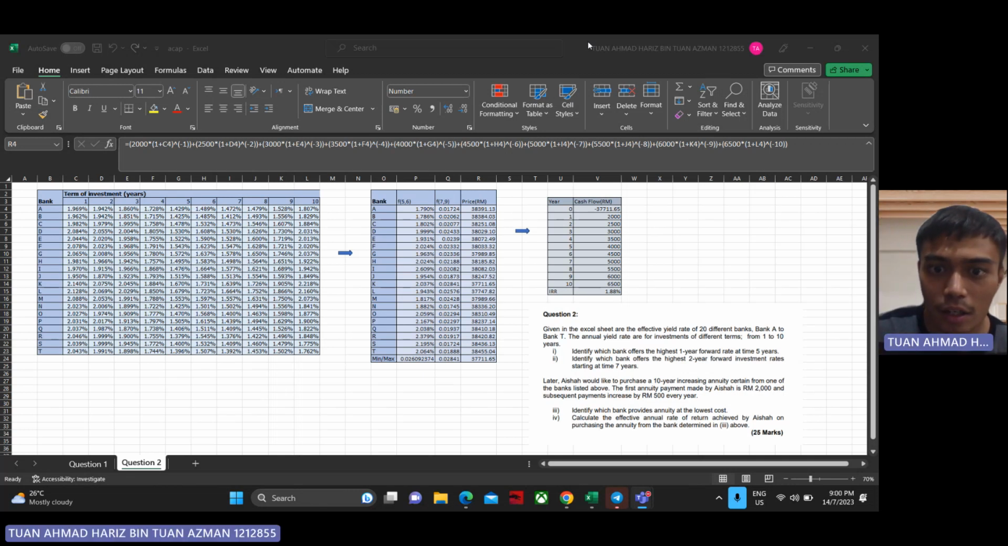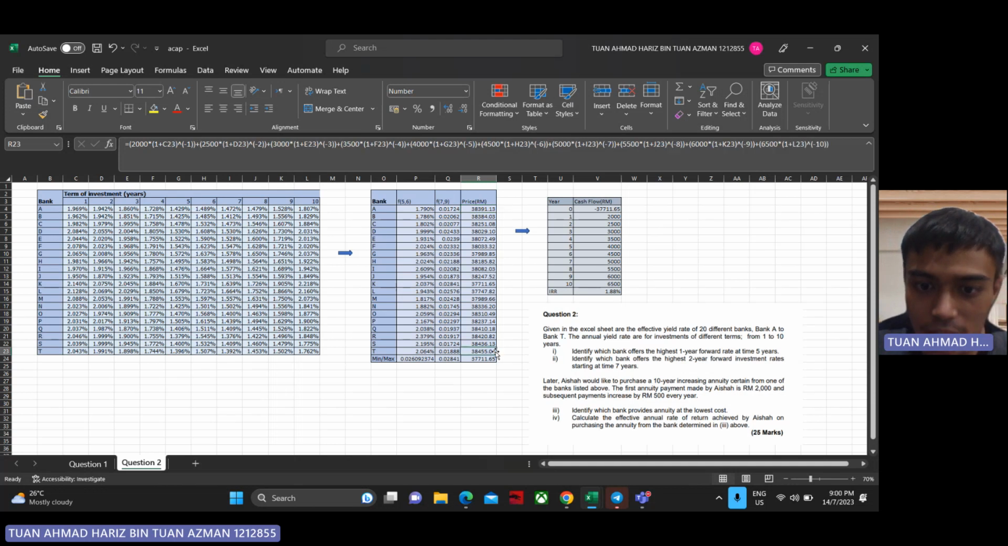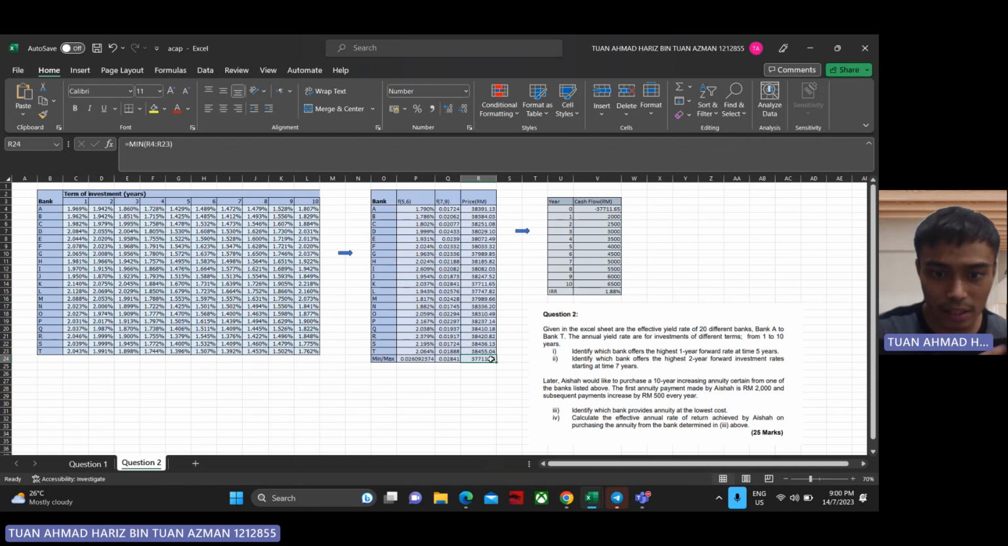And then we can just enter, and we get the price for bank A, and the same goes for bank C, bank D, bank E until bank T, until right here. So after that, we use the same approach as before, but we have to use the min function because the question asks us for the lowest cost. So we have to use the min function that is given in Excel.